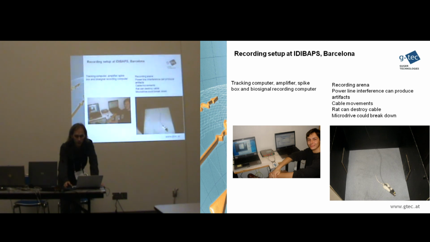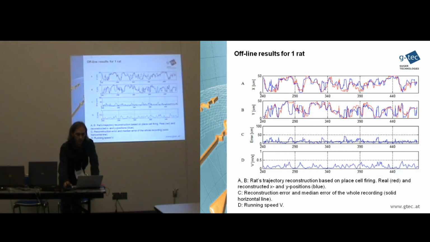So here you see a recording setup, a rectangular environment. The rat is moving around, connected to the main amplifier with this cable. There's one tracking PC on the left-hand side, the biosignal amplifier, and the spike sorting computer on the other side. This is now a result of one rat.